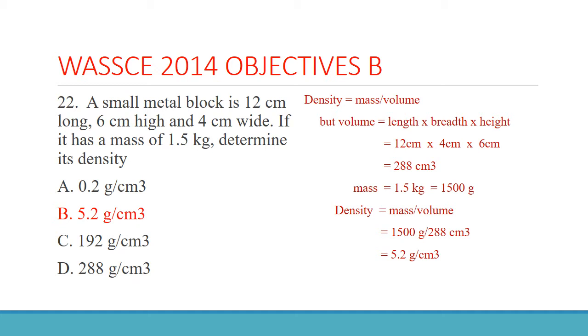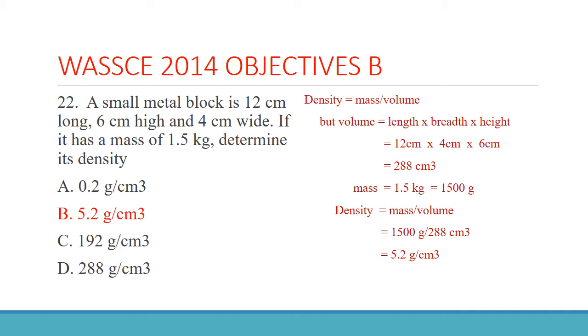First, you have your formula for finding the density of a substance. The formula is mass over volume. You should also know that the volume of a metal block or a cuboid, any object in the form of a cuboid or a cube, is length times breadth times height. We are told that the block is 12 centimeters long, so that's the length. It is 4 centimeters wide, so that's the breadth, or sometimes we call it the width. And it is 6 centimeters high, so that's the height.